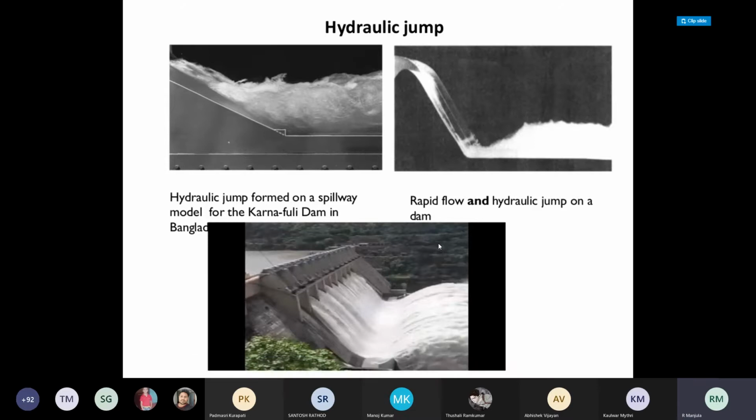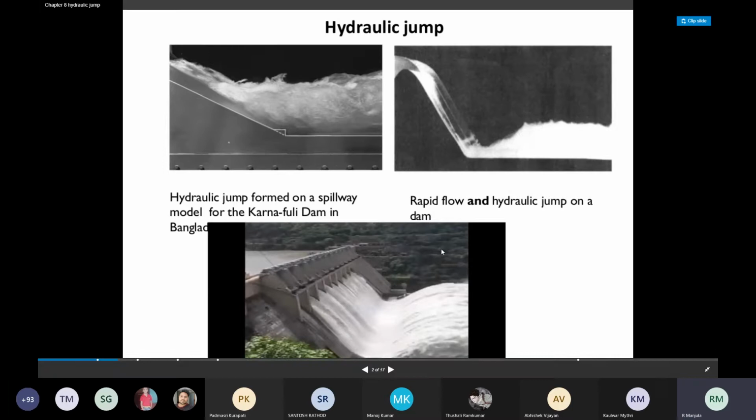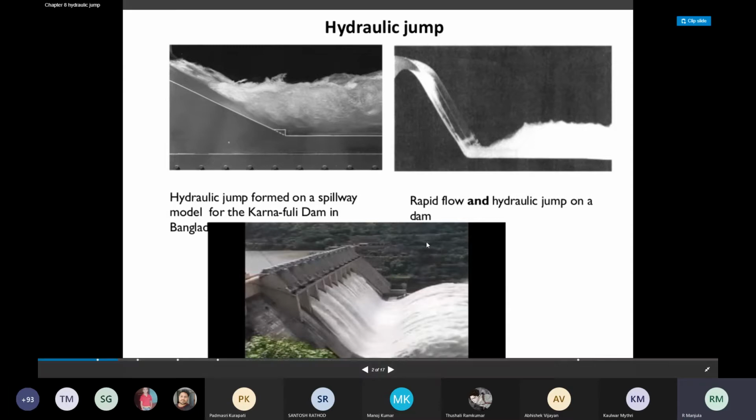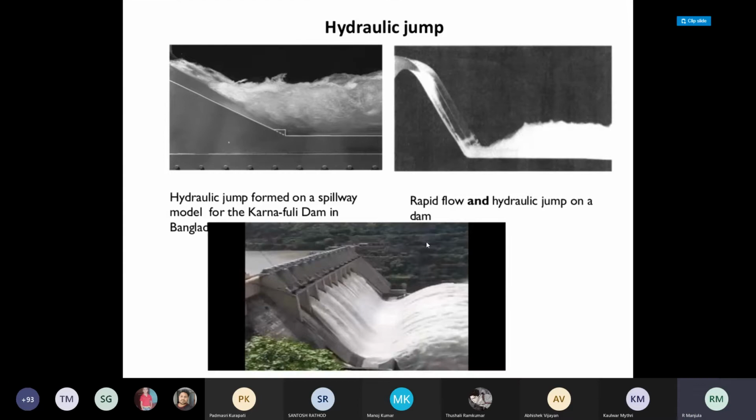Spillway is the structure which is constructed along with the dam, mainly for discharging the excess flow during flood times. The height of the spillway will be much lower than the top level of the dam. So the excess water is very well discharged through the spillway. When the excess water is coming, it will be discharged through the spillways.